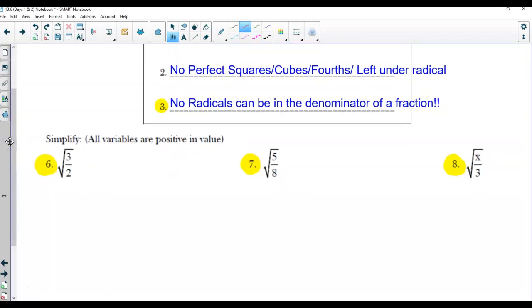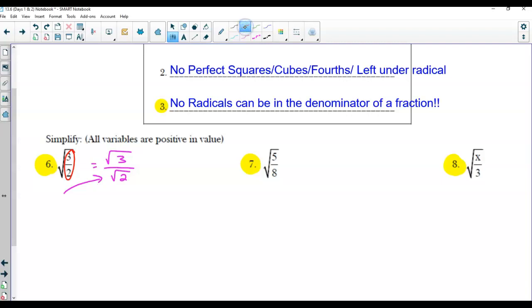But 6, 7, and 8, well, they're all underneath the same root. So notice that fraction doesn't reduce. So I'm really going to look at this as the square root of 3 over the square root of 2. Well, I have no perfect squares in there, but check it out. I have a root in the denominator, and I can't leave that there.